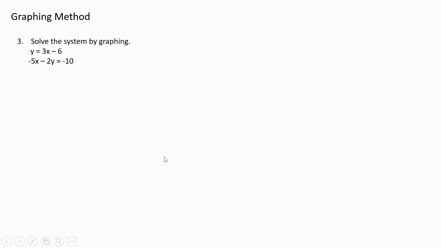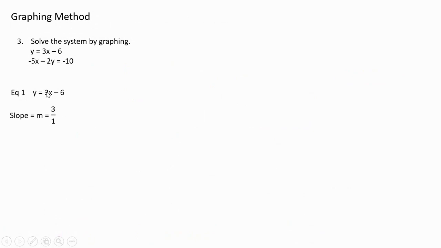Okay, now this is called the graphing method. To graph, I believe you should know how to graph by now, but if not, let's do a quick review here. Equation 1: we have to graph both equations and then see where they intersect. Equation 1 is y equals 3x minus 6. This is graphing in the form of y equals mx plus b.